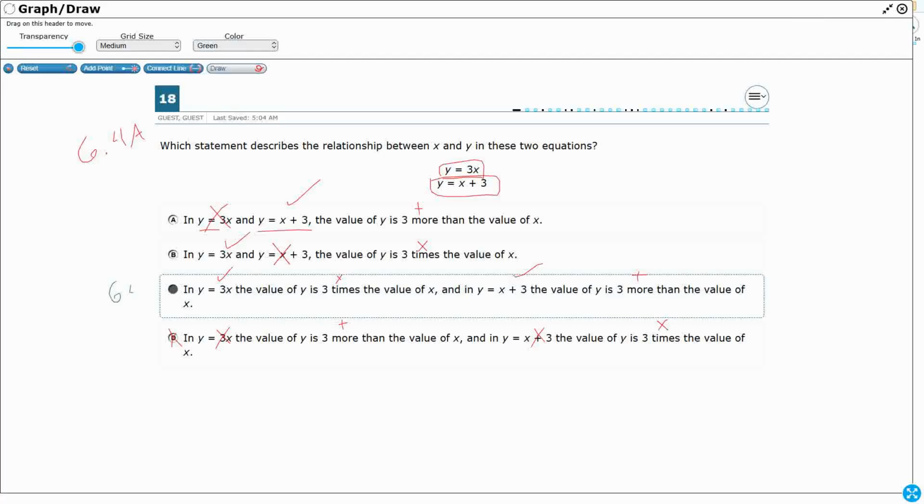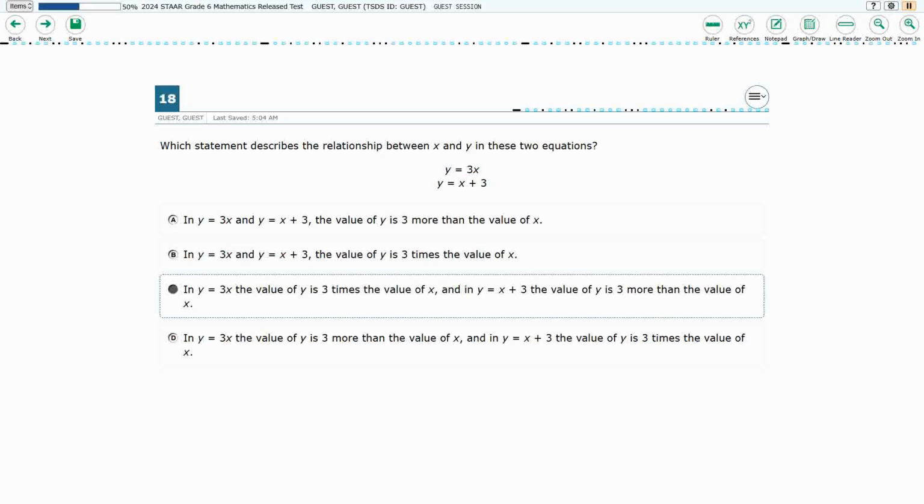64% of our students got that correct. So decent. We got 12%, 14%, and 9%, so just kind of some random guessing. There wasn't one incorrect answer that really popped out above the rest. And overall, this was tied for our 5th easiest item on the test. So for the most part, we should be feeling pretty good about this one.